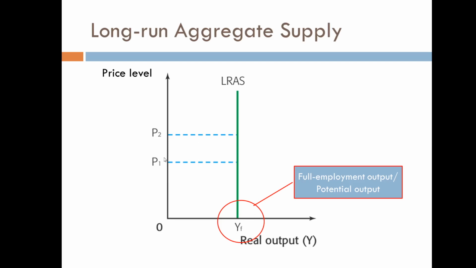And it doesn't really matter what the price level is in the long run. So here we focus on the output, and we put the price level aside. So this is the idea of long run aggregate supply. In the long run, we will achieve this very nice potential output, no matter what kind of price level we are experiencing. That's the idea of long run aggregate supply.